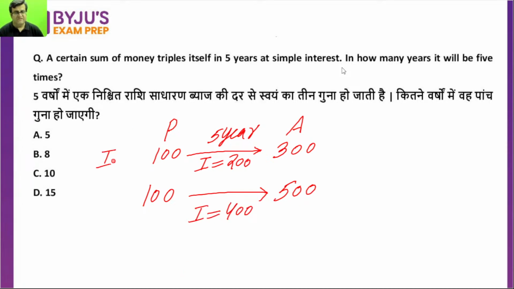Do you understand these 2 points? If you understand, the question is simple then. If 100 is the principal, it becomes 300. Time is 5 years. 100 becomes 300 means 200 is the interest. 100 becomes 5 times means 400 is the interest. To get 200 interest, the time is 5 years. To get 400 interest, time will be double. How much? 10 years. Okay. To get 200 interest, 5 years is the time. To get 400 interest, how much is the time? Exactly double. 10 years. Isn't it? Okay. Let's move to next.